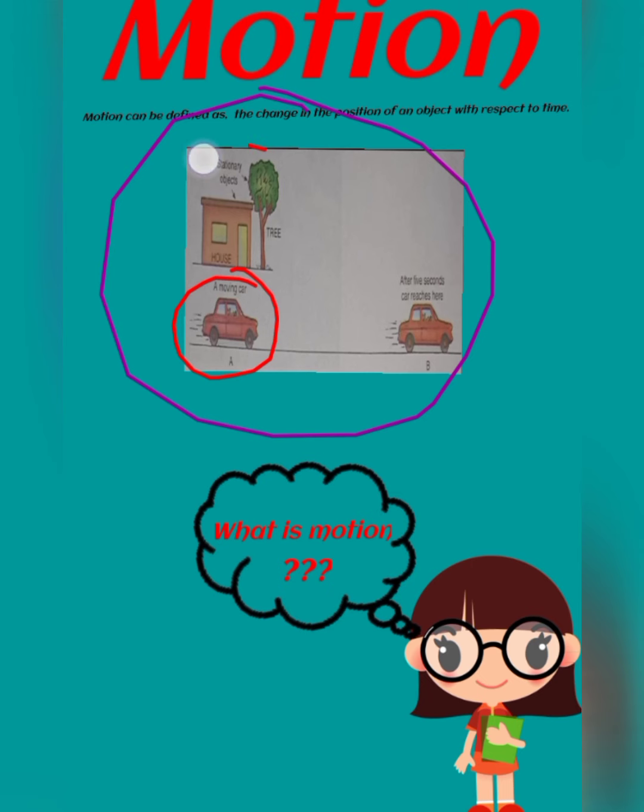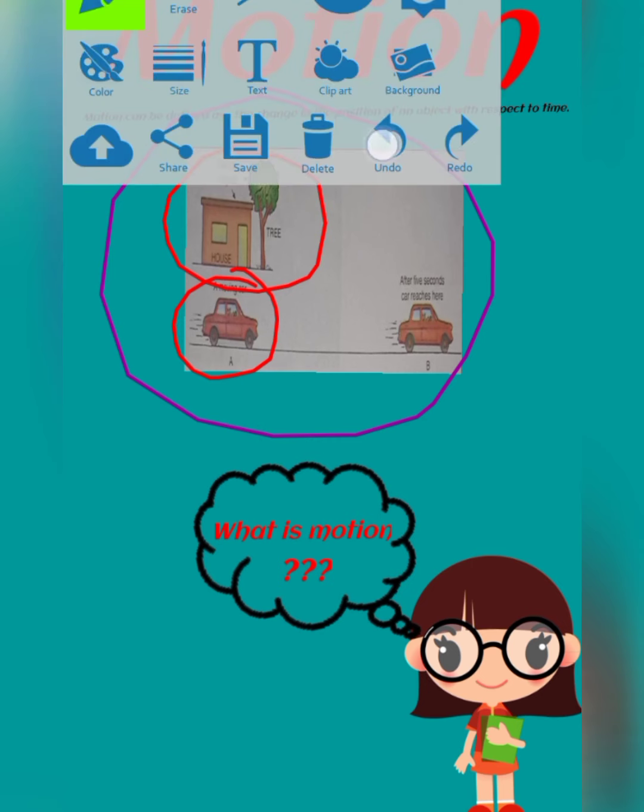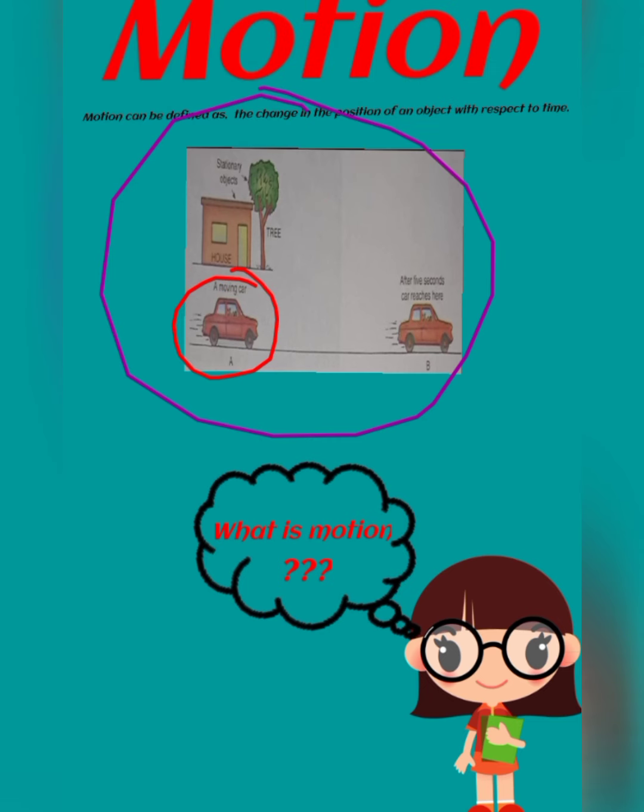And this tree and the house are stationary. That means they cannot move. Now you can see that the car is standing in front of the stationary objects, at position A. Now we will take the stationary objects as the reference points. We'll consider them to be the reference points.